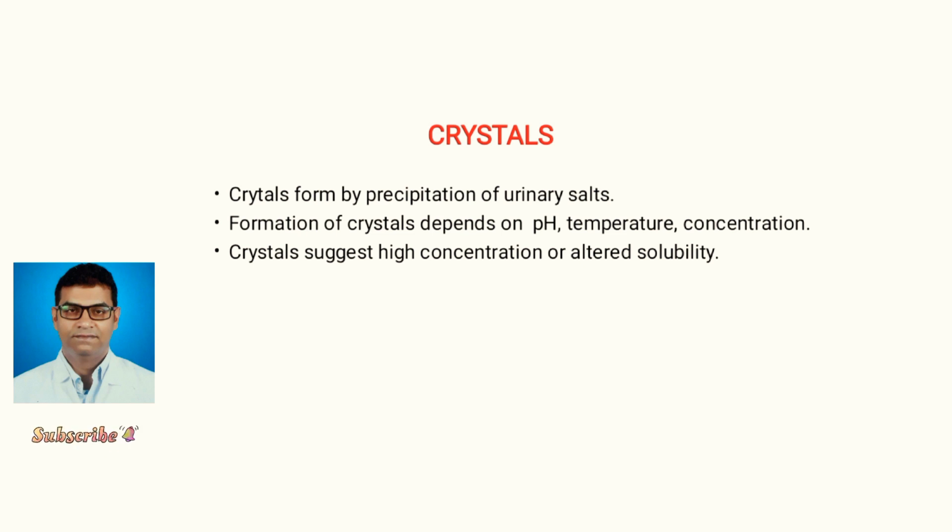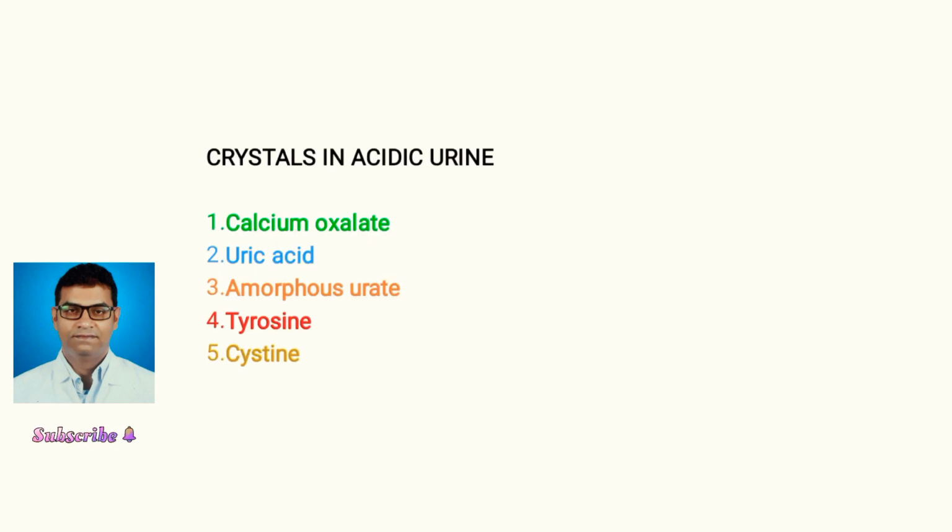Coming to the crystals. Crystals are formed because of the precipitation of the urinary salts. Formation of the crystals depends upon the pH, temperature, and also concentration. Crystals suggest high concentration or altered solubility. Crystals in acidic urine, crystals in alkaline urine. First, crystals in acidic urine: calcium oxalate, uric acid, amorphous urate, tyrosine, cysteine.